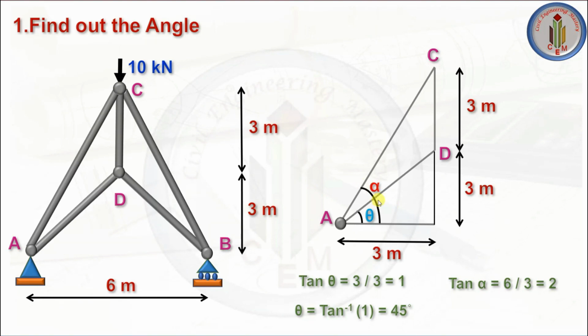Similarly, tan alpha is 6 by 3, which is 2. Alpha is tan inverse of 2, which is 63.4 degrees. Now we have the two angles: theta is 45 degrees and alpha is 63.4 degrees. If we know this angle, then only we can find the unknown forces at joints A and C. Similarly, if we know the angle theta, then only we can find the unknown forces in the member AD.